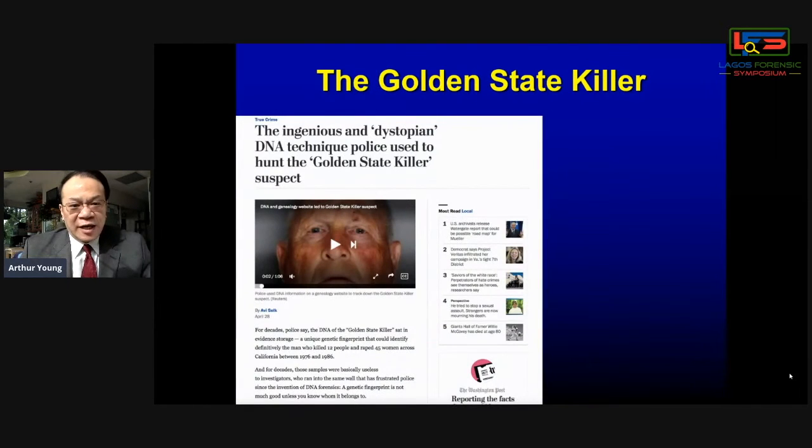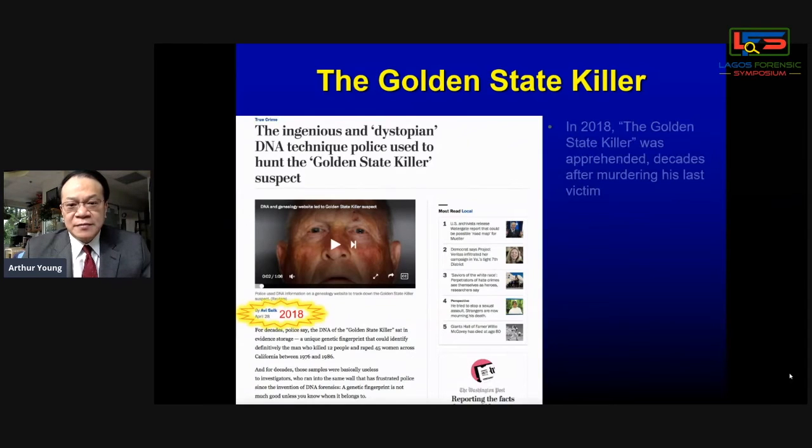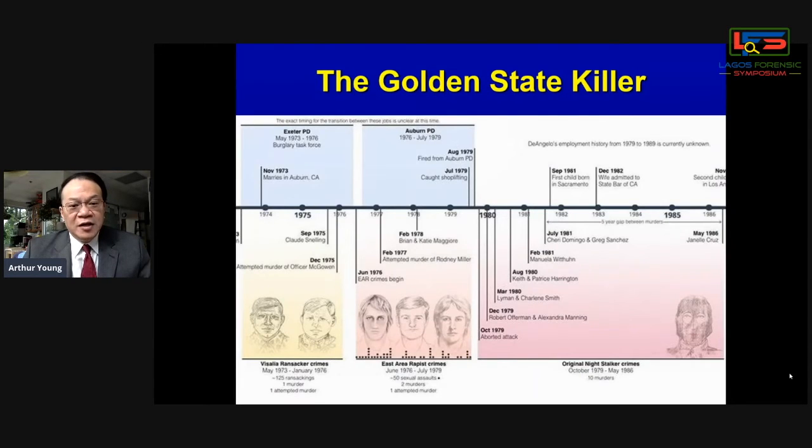Next case we'll take a look at is that of the Golden State Killer. And in this particular case, he was apprehended in 2018, and this was decades after murdering his last victim. So here we have a timeline, and the first victim in December of 1975.